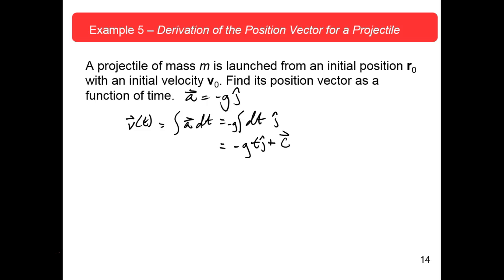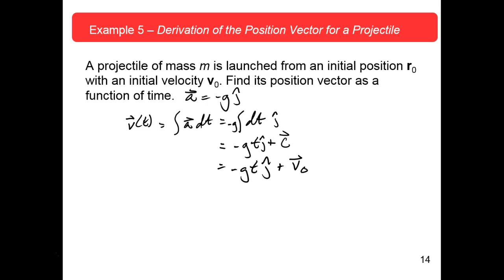The thing we know is that V at time t equals 0 is V0. So at time t equals 0, the V of 0 is going to be C. So this is our V0, and we can put that in here. So this is minus gt in the j direction plus whatever that V0 is, that vector V0. Okay?